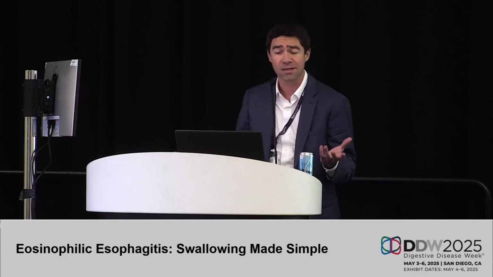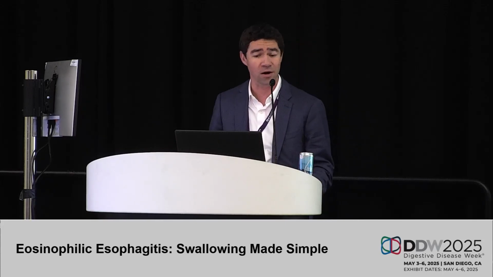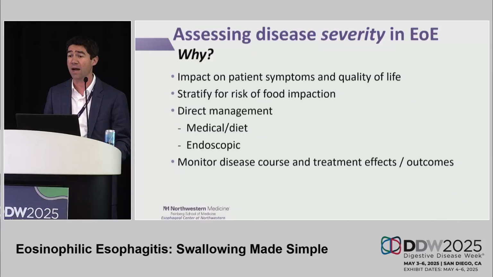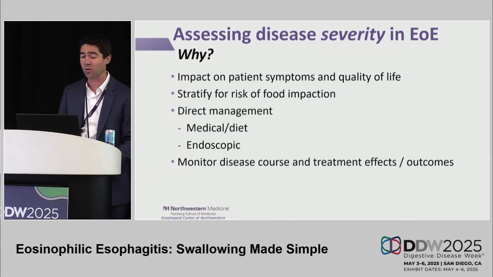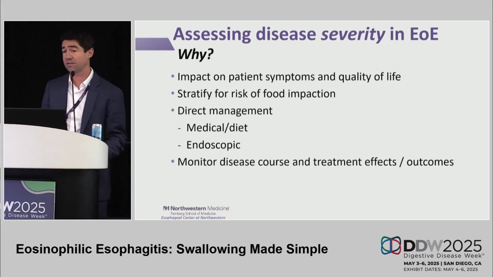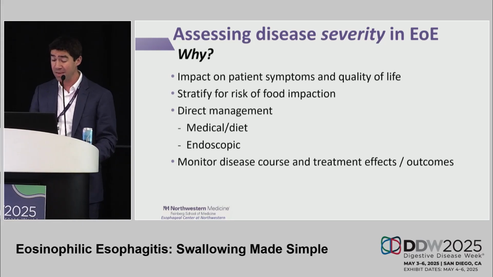But first off, why? Really, when we look at this, we try to find the degree of impact on a patient's life with regard to symptoms and quality of life. We certainly want to qualify and look for a risk of food impaction. Who do we have to be more cautious with on diet, and who do we maybe need to treat more aggressively? When it comes to directing management, who do we need to be more aggressive with from a dietary or medical standpoint? Maybe who needs endoscopic therapy and needs dilation? And then ultimately, we really want to learn about this disease. We want to monitor disease progression. We want to monitor outcomes in our clinical studies. And all of this is what we're using to assess severity in EOE.